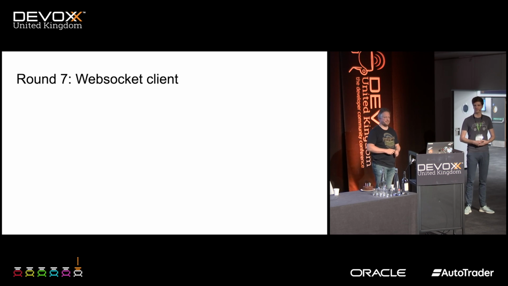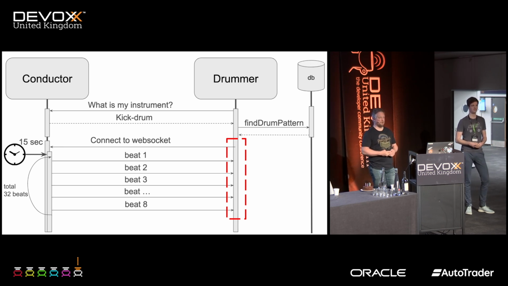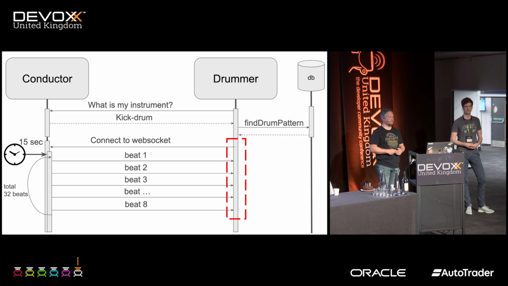Alrighty, WebSocket clients then. So the drummer is going to listen to what the conductor is going to say. So hopefully they will all be in sync. And the drummer will get a 1 through 8 in text format.